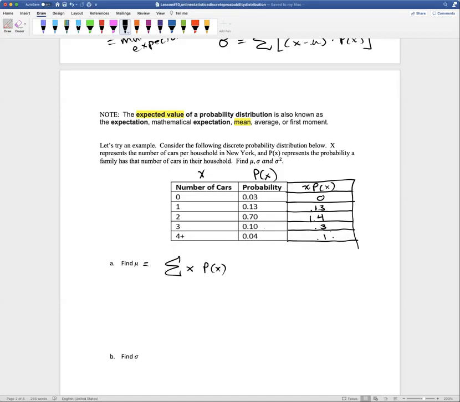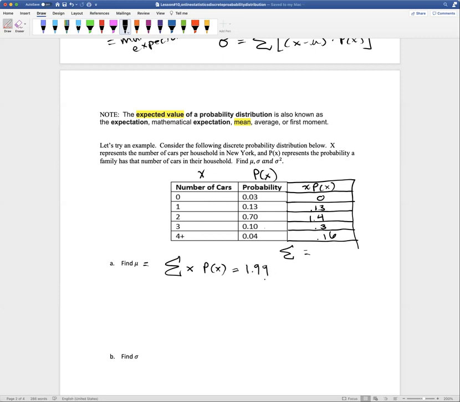Okay, and let's see what we get when we sum up these values. So here's our X times P of X. Multiply each random variable by each probability. And now let's add these up. So what happens when we sum up this column? Well, we get 0 plus 0.13 plus 1.4 plus 0.3 plus 0.16. And look at what we get. The sum of these values is equal to 1.99.